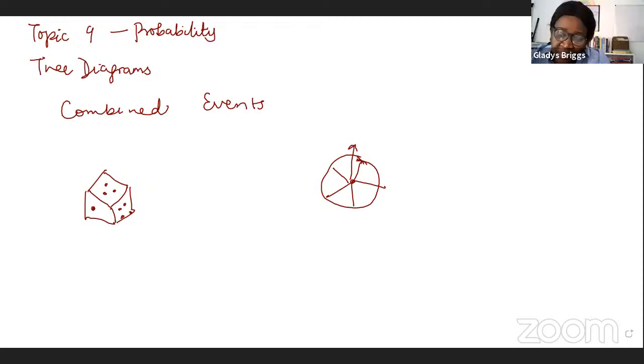Okay, so there are two ways that things can be sampled using combined events. You can have these two things happening at the same time, and they are called independent events, because this one is not going to affect that one. So you can have sampling with replacement, which is kind of independent.